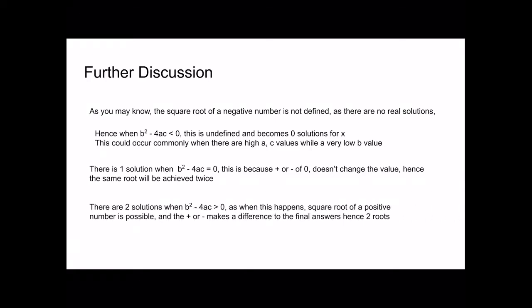And there will be two solutions for x when b squared minus 4ac is greater than 0. Basically, this is where the plus or minus comes into play: negative b plus or minus a positive number.